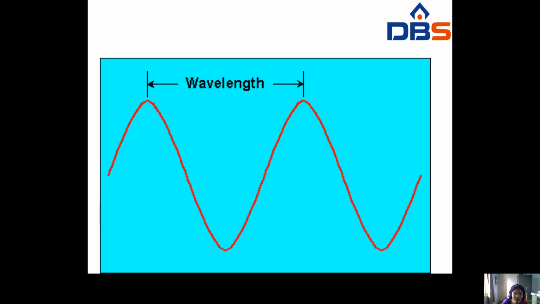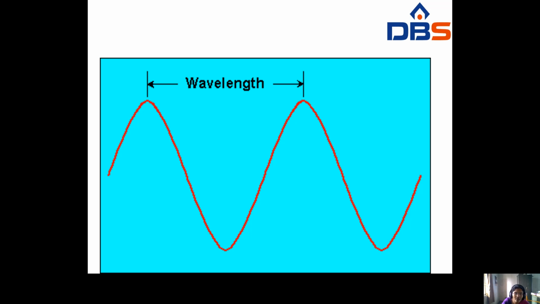See here, this is a sinusoidal wave. This is one cycle and this is another cycle. These two are adjacent cycles. Considering the peak points of these two cycles, that means the same identical points, the distance between these two points is the wavelength.